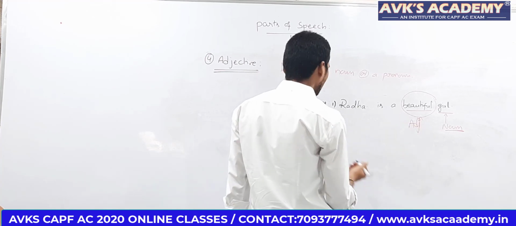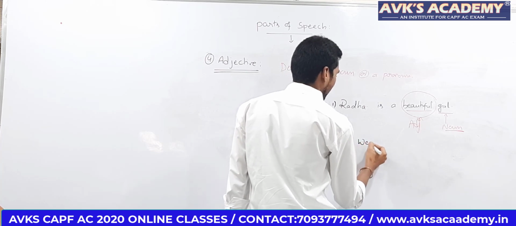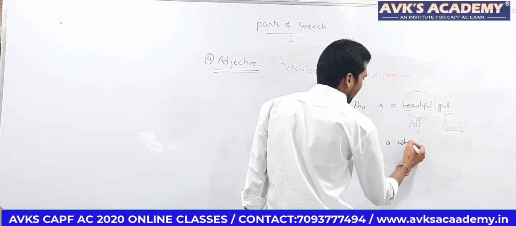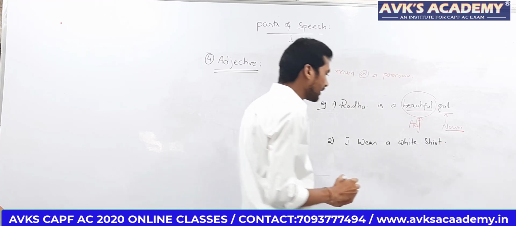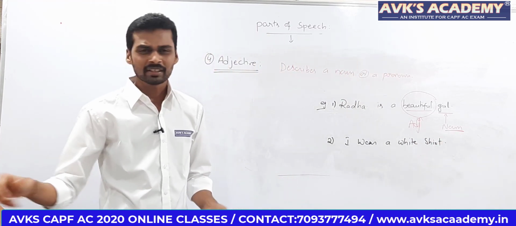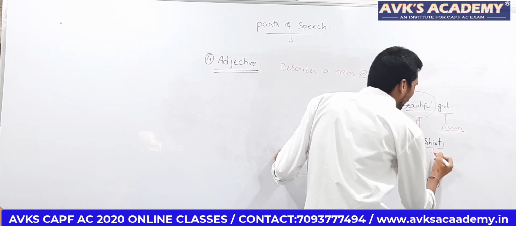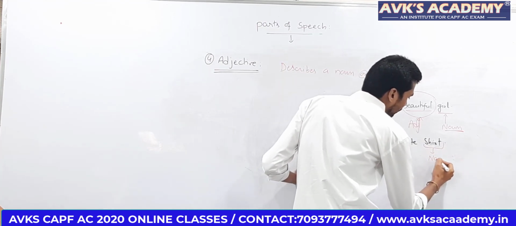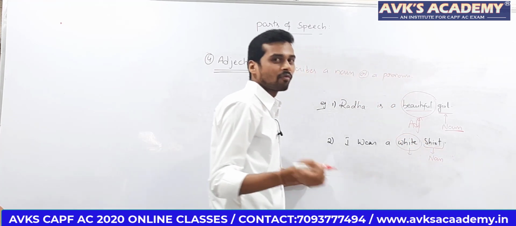Radha is a beautiful girl is one example. Another one is I wear a white shirt. Here again, what is shirt? Shirt is a name of a cloth, isn't it? So name of anything is noun. Shirt becomes what? Noun. Here before that shirt we have white.